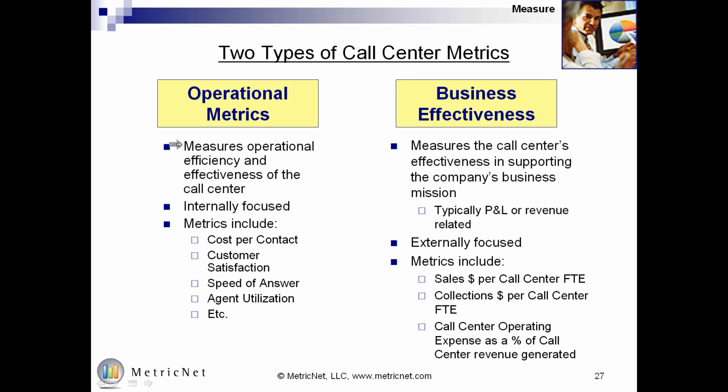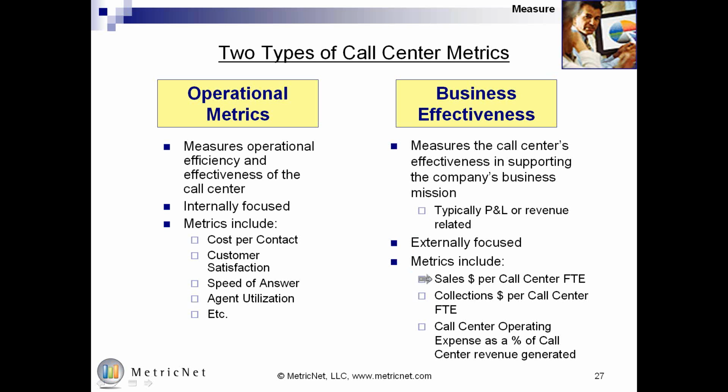The operational metrics are internally focused. They measure your operational efficiency and effectiveness. They include things like your cost per contact, customer satisfaction, speed of answer, and so on. By contrast, business effectiveness metrics measure the call center's effectiveness in supporting the company's business mission. They're often P&L or revenue related. They tend to be externally focused.